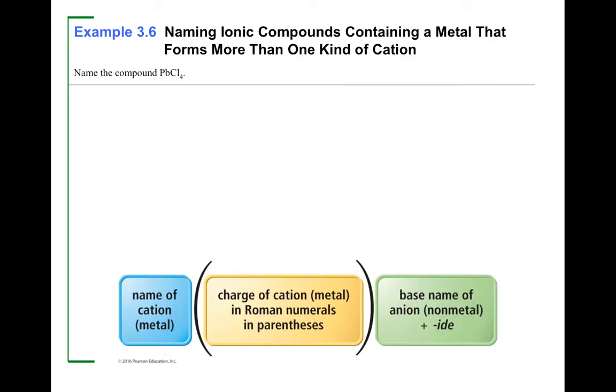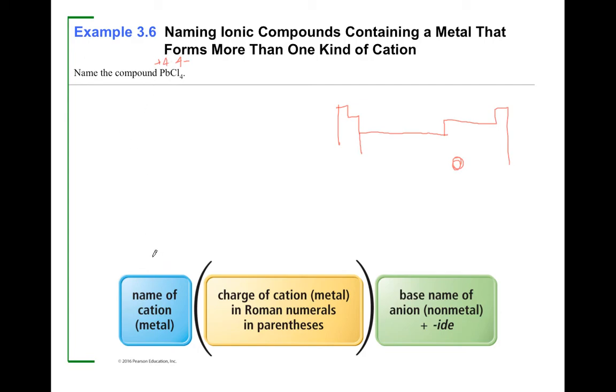Okay, naming ionic compounds containing a metal that forms more than one kind of cation, right? So lead. Well, lead was in the periodic table. Probably should have kept it out. Lead's right here, right? Transition metal. So we don't know what charge lead takes. We know from the formula here, because there's 4 minuses here, right? And if this is neutral, this is going to be 4 pluses.